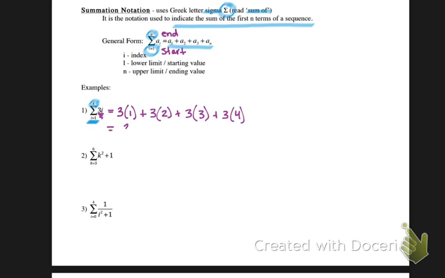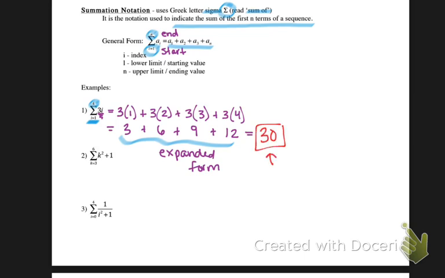So 3 times 1 is 3. 3 times 2 is 6. 3 times 3 is 9. 3 times 4 is 12. What I have written here is called the expanded form. And when I actually add them all together, I get 30. This is called the evaluation. So directions in homework might say, find the expanded form and the evaluation. So you would want to do both of those.